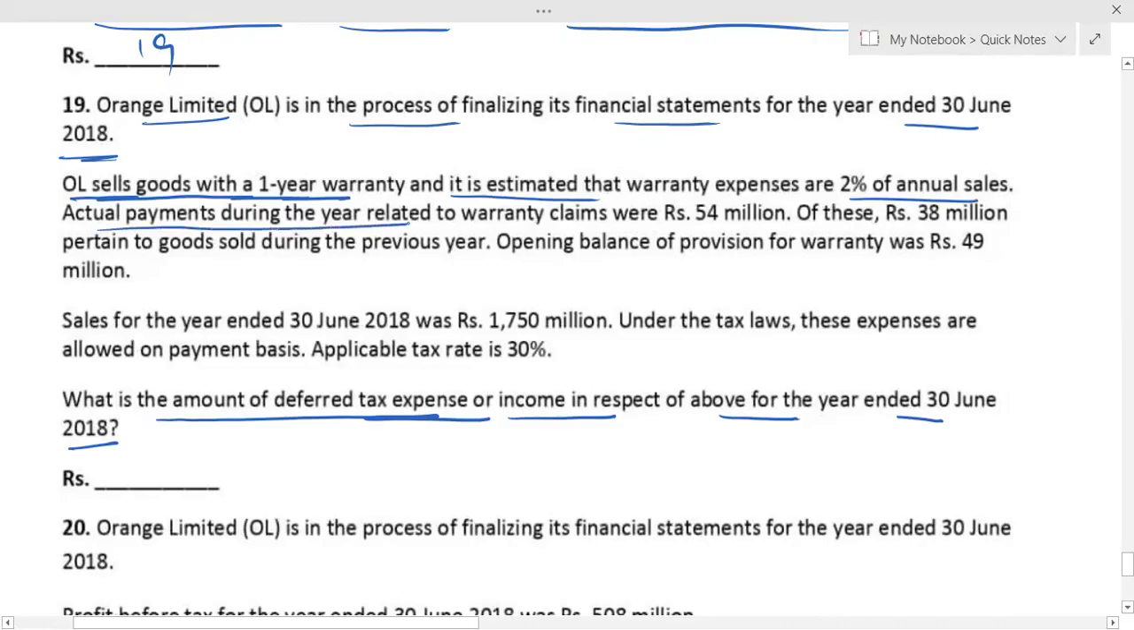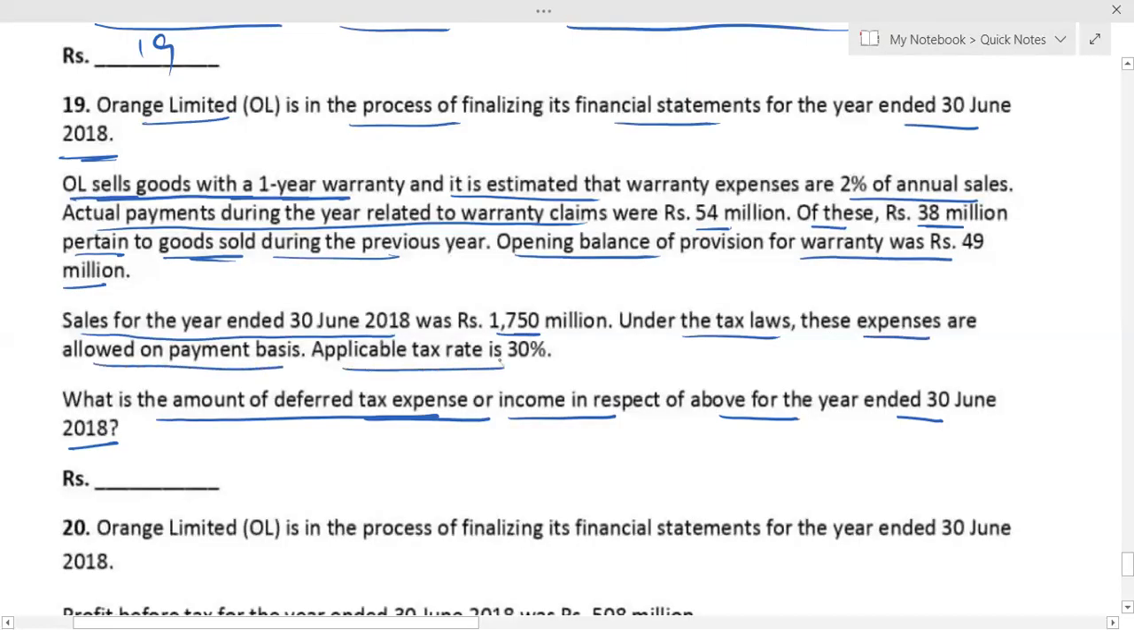Fine. Actual payments during the year related to warranty claims were 54 million. Of these, 38 million pertain to goods sold during the previous year. So out of the 54 million payment, 38 million actually relates to the previous year. The opening balance of the provision for warranty is 49 million. Sales for the year ended 30th June 2018 were 1750. Under the tax law, these expenses are allowed on payment basis. The applicable tax rate is 30%. And we have to just show what is the amount of deferred tax expense or income.